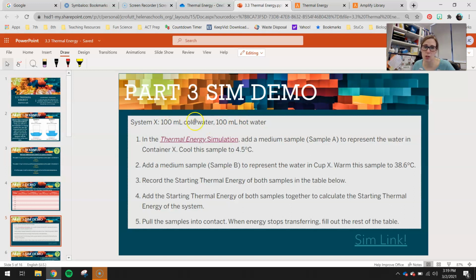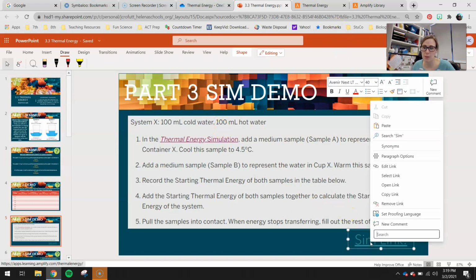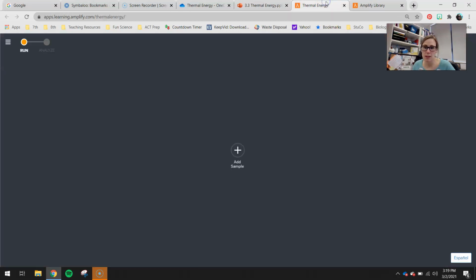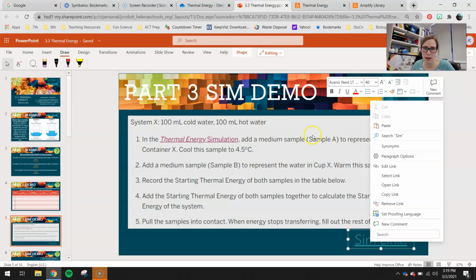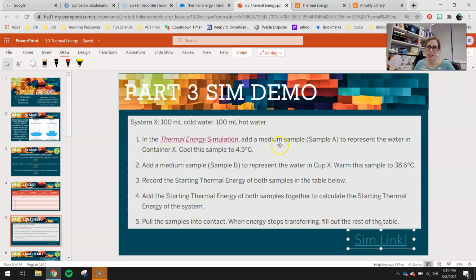In this case, we're just going to use 2 objects, one that's cold and one that's hot, and notice they are the same size. So you guys can go ahead, right-click the Sim link down here, open it up. Looks something like this. All right. So in the thermal energy sim, add a medium-sized sample to represent the water in container X. Cool this sample to 4.5 degrees Celsius.